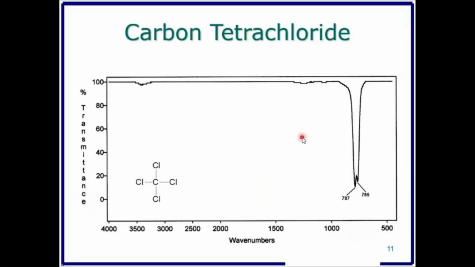Example of IR spectra, carbon tetrachloride. There is no peak for CH. Both these peaks are because of C-Cl stretching. One is for symmetric, the other for asymmetric.